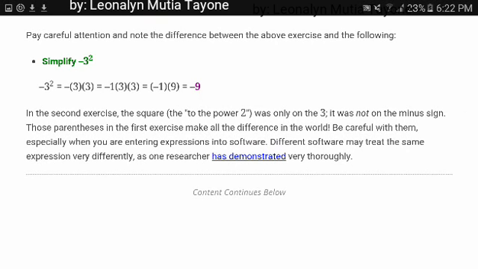Pay careful attention and note the difference between the above exercise and the following. Simplify negative 3 raised to 2. So this is different. Wala siyang parenthesis. Hindi nilagay sa parenthesis yung both negative at saka yung 3. Now, this is equals to negative 3 times 3. Yung negative, mayroon niyang coefficient na 1. Kaya, negative 1 times 3 times 3 equals negative 9. In the second exercise, the square that to the power of 2 was only on the 3. It was not on the minus sign.